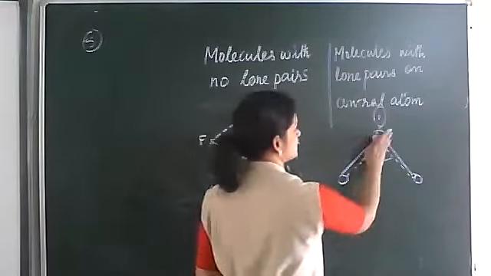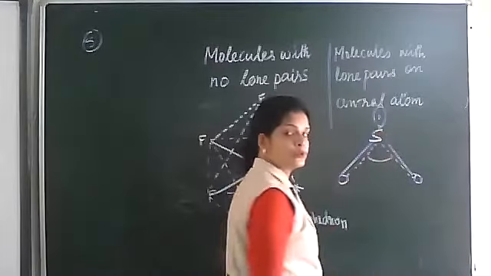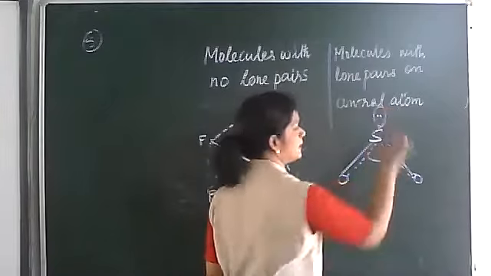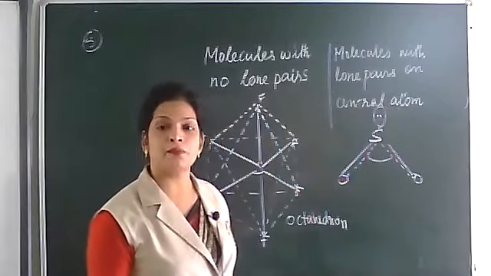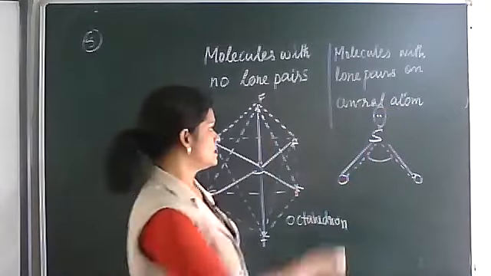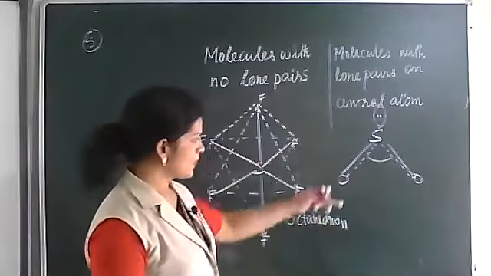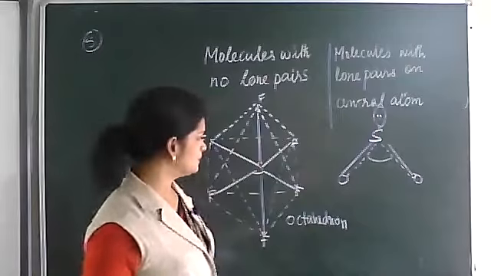Similar is the case with SO2. You can replace that O by S. Again, on this, a lone pair is there. There is lone pair bond pair repulsion. This side, lone pair bond pair repulsion, lone pair bond pair repulsion. So you see that bond angle.